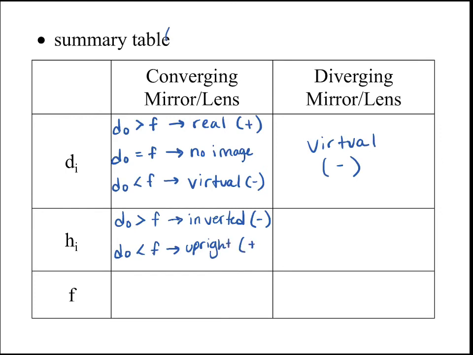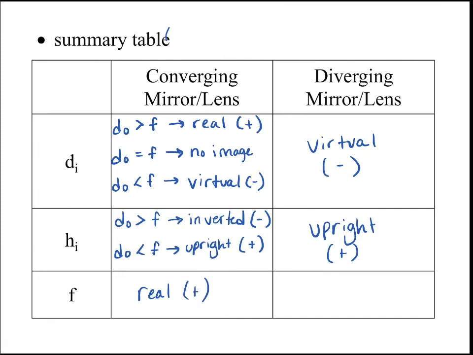And we know that, of course, because it's a virtual image, and our virtual images are always upright. So then, therefore, our height of the image is always positive. Again, with the diverging mirror lens, since it's always virtual, it's always upright. Okay, so then the height will always be positive. And finally, our focal point for a converging mirror lens is always real. So therefore, it always has a positive focal point.